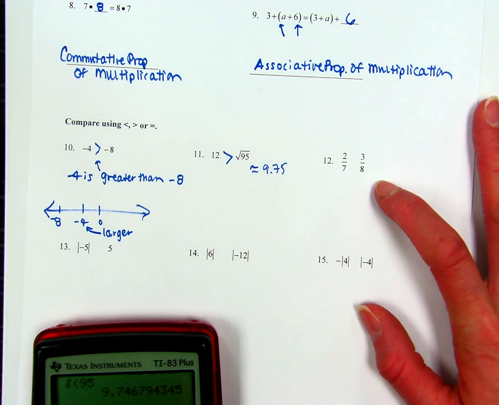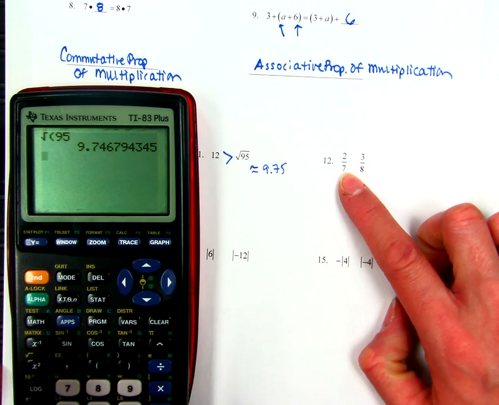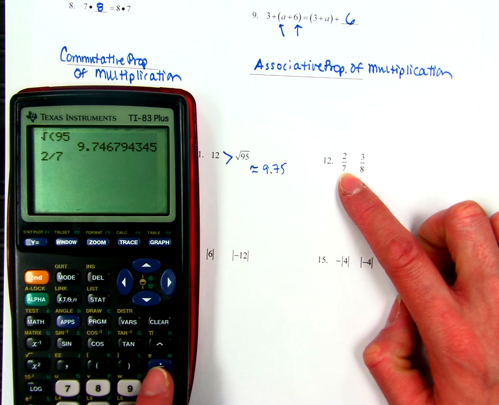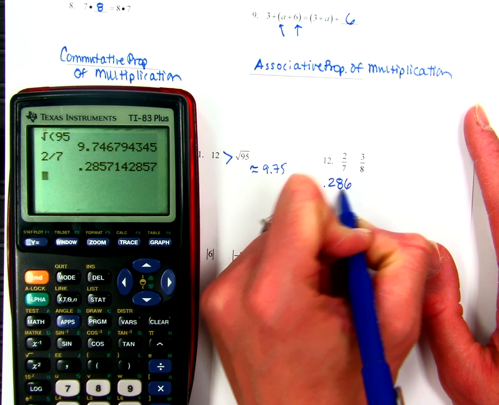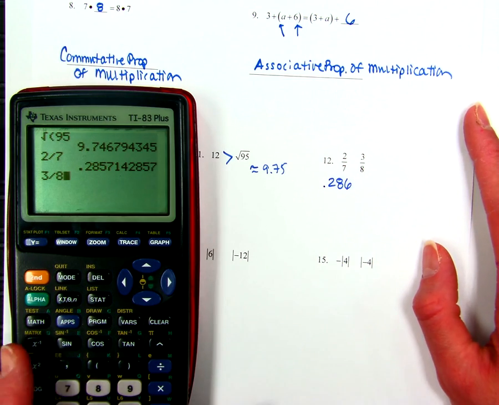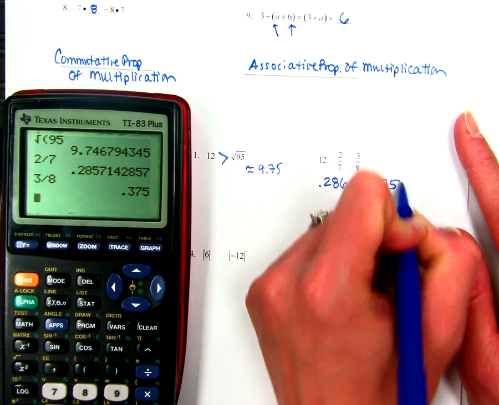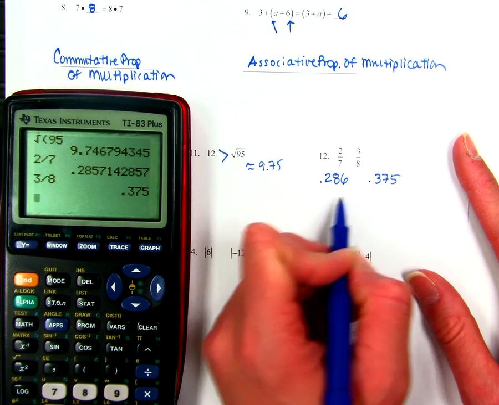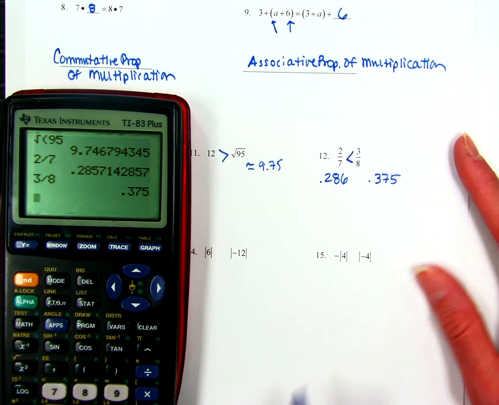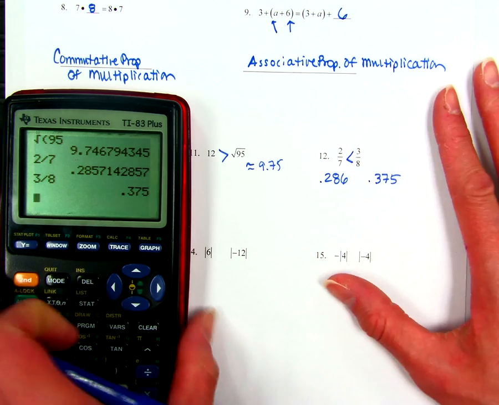All right, when you do number 12, this would also be another one that you can do on your calculator. So 2/7, just use the division key when you're putting in a fraction. So 2/7 is about 0.286. 3/8, just type in 3 divided by 8. That's about 0.375, or exactly 0.375. So this one is larger, so we're going to put the less than symbol. So 2/7 is less than 3/8.